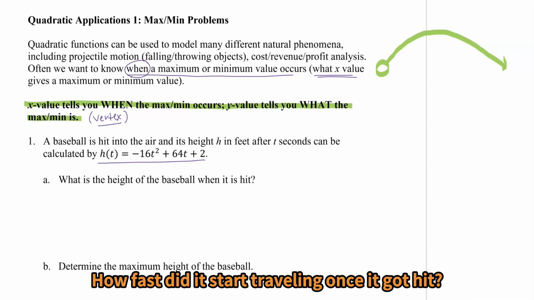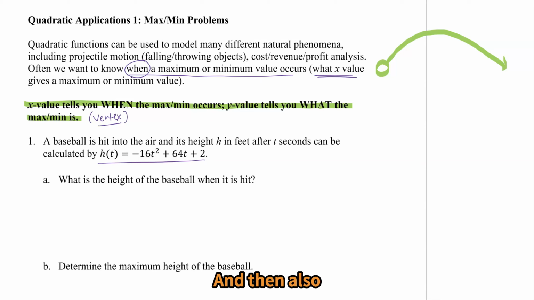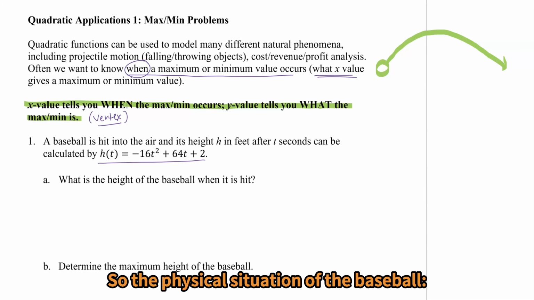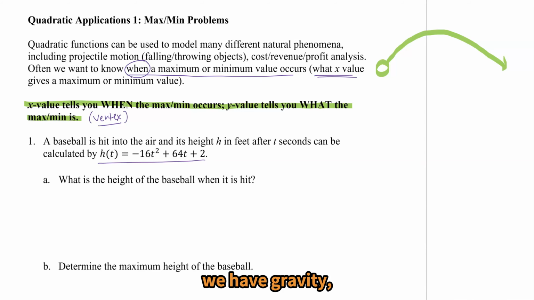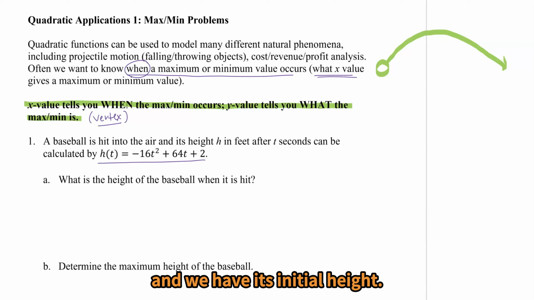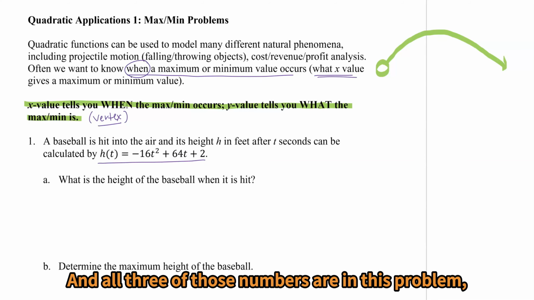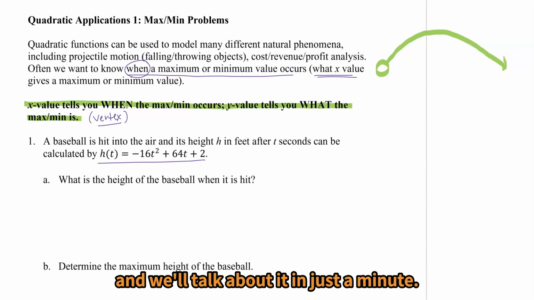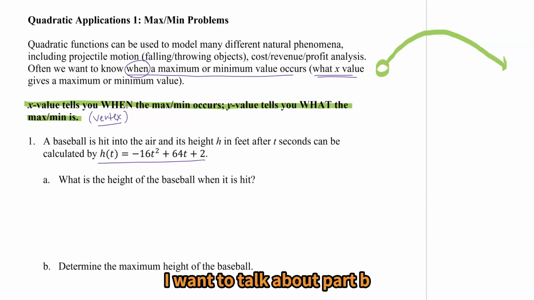How fast did it start traveling once it got hit? And then also, how does gravity affect it? So in the physical situation of the baseball, we have gravity, we have its initial speed, and we have its initial height. All three of those numbers are in this problem, and we'll talk about it in just a minute. I want to talk about part B before I explain those numbers.